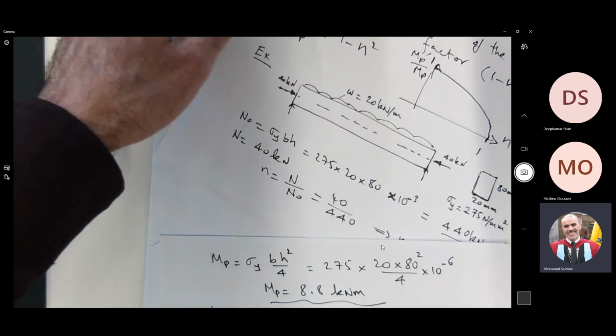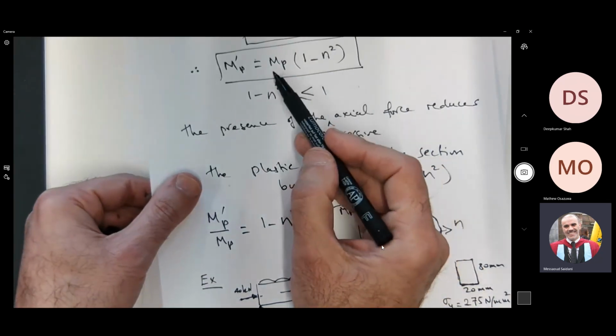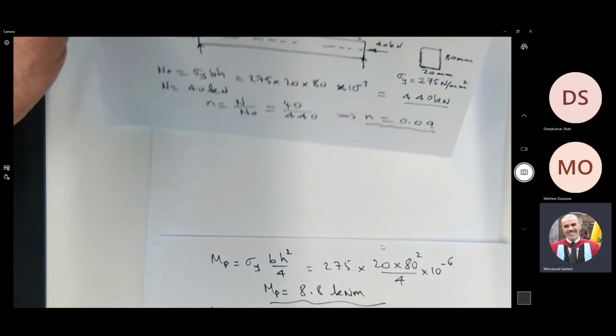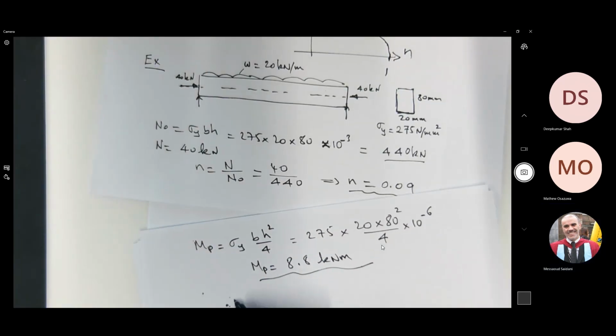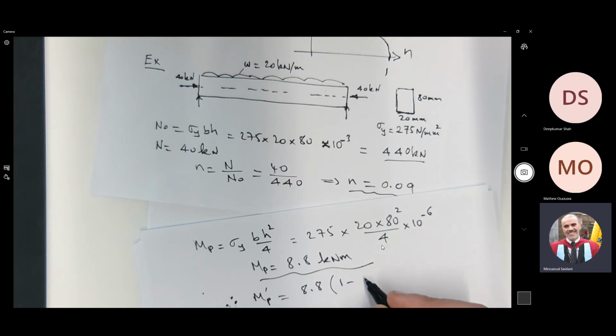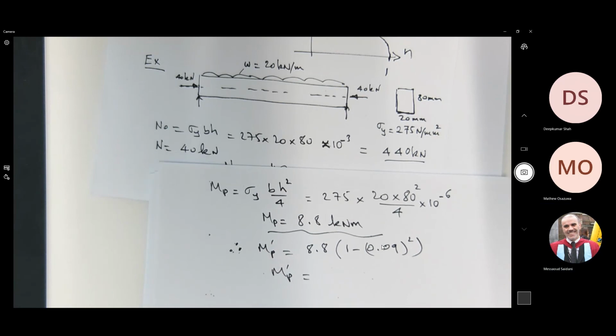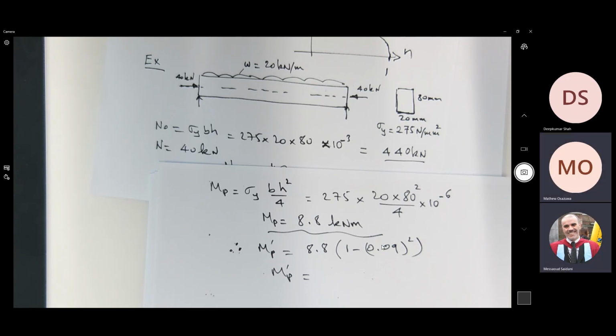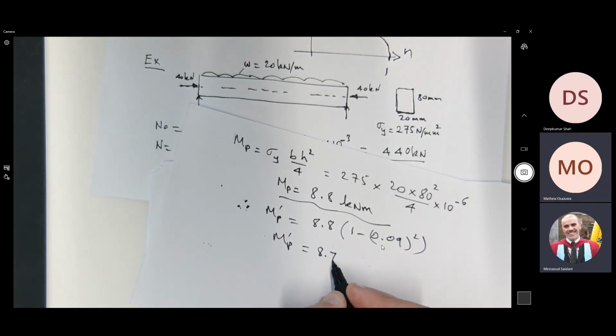Then we know everything here. We know N, we know MP, so we can determine MP dash, the moment. Therefore MP dash will be 8.8 times 1 minus N squared, N is 0.09 squared. And you give me the answer. 8.72.